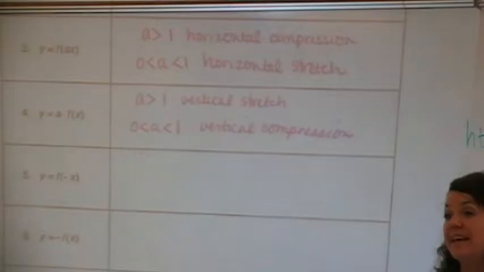Okay, so now we have the A on the outside, so it's a vertical issue. This is outside. If A is greater than 1 outside, it's a vertical stretch. And if it's between 0 and 1, it's a vertical compression. This next one is the one that I think is just a little tricky in the wording.